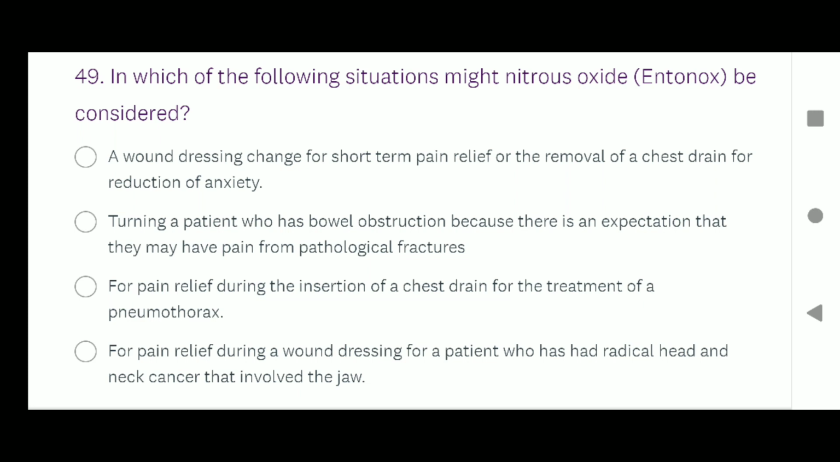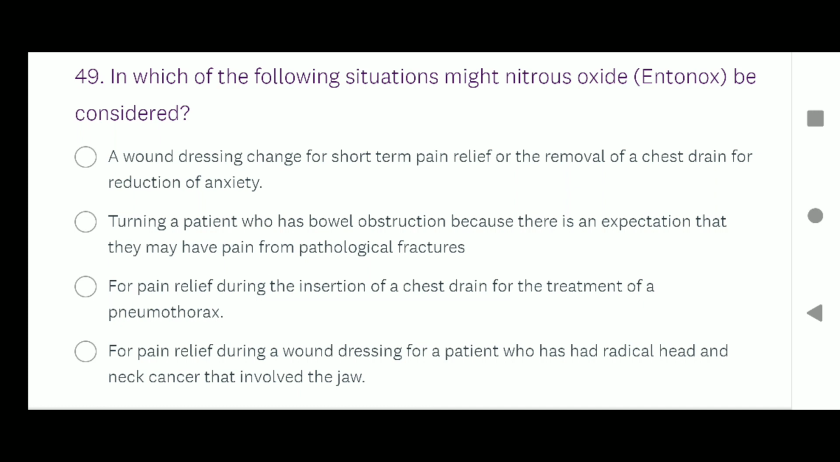Here, the right answer is option A, that is a wound dressing change for short-term pain relief or the removal of a chest drain for reduction of anxiety. So, in these situations, nitrous oxide can be considered. Also, a brief on nitrous oxide, which is also called laughing gas or under the brand name Entonox, is an inhaled gas used as a pain medication and together with other medications for anesthesia. Common uses include during childbirth, following trauma, and as part of end-of-life care.